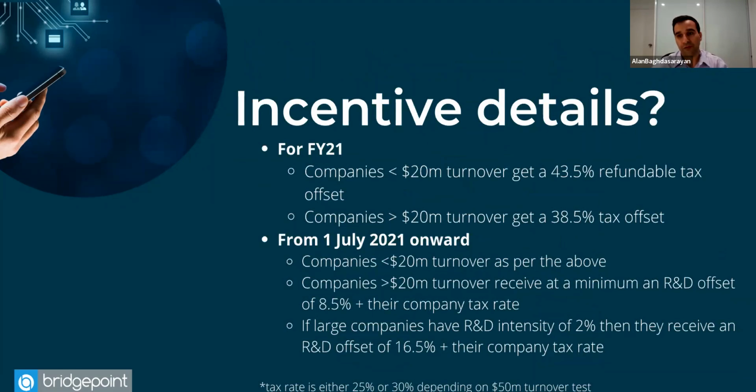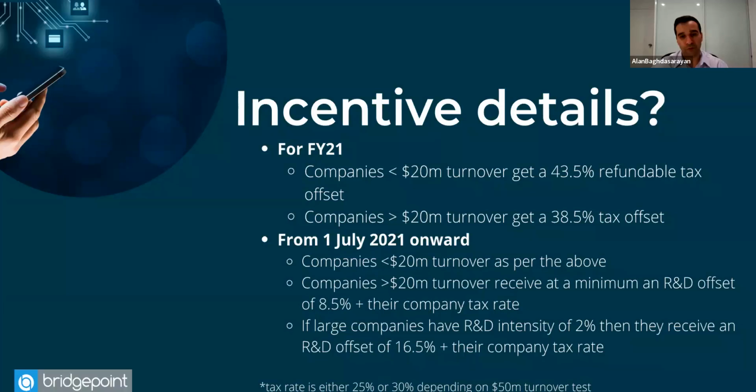So what is the actual point of claiming the R&D tax incentive? What are the benefits that people get? Well, for FY21, there are two tiers to the R&D tax incentive based on the turnover of the company. Companies with less than $20 million worth of aggregated turnover get a 43.5% refundable tax offset. Companies with greater than 20 million turnover get a 38.5% non-refundable tax offset. The reason it's refundable for SMEs is to help those that are in a loss-making position or pre-revenue to get that cash refund to be able to invest it in R&D.